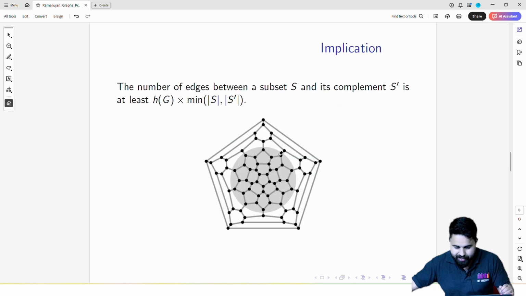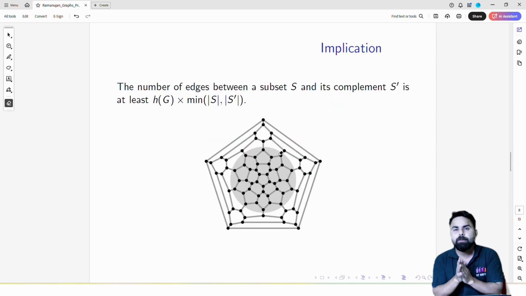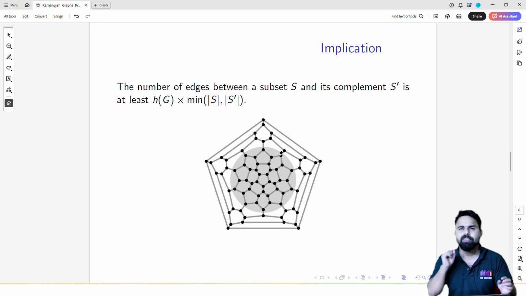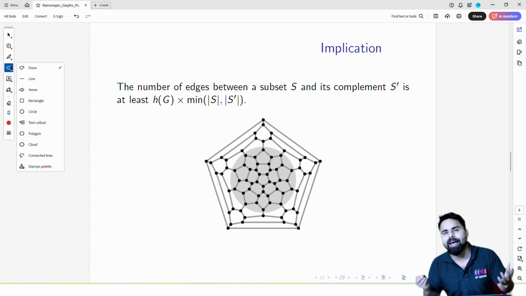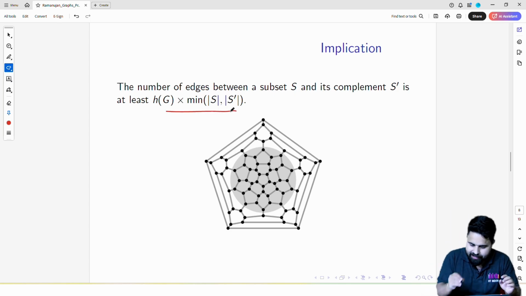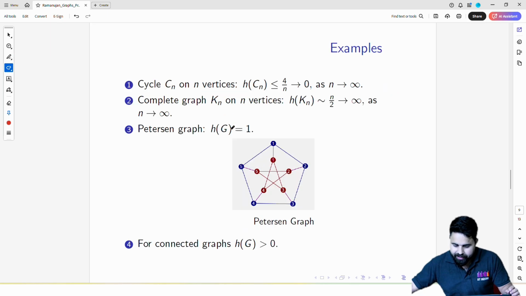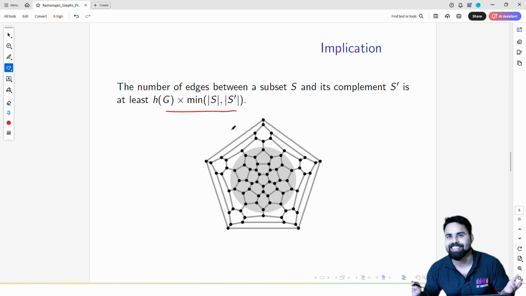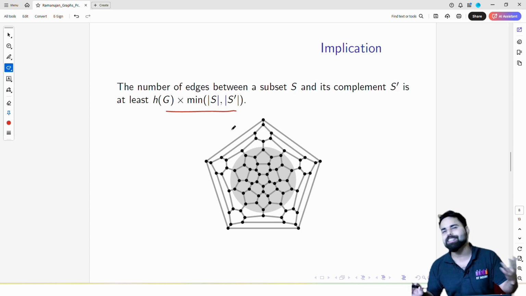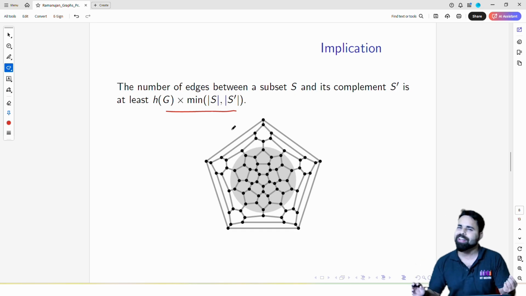Now let us go ahead. One implication of this expansion ratio, which we denote by h_G, is that if you pick any subset S, and suppose the expansion ratio of the graph is h_G, then the boundary will be at least h_G times the minimum of the size of S or its complement. Very good. Meanwhile, you keep thinking about how to calculate h_G. Is it easy to calculate h_G for a given graph? Even just focus on d-regular graphs. Is it easy to find what h_G will be?